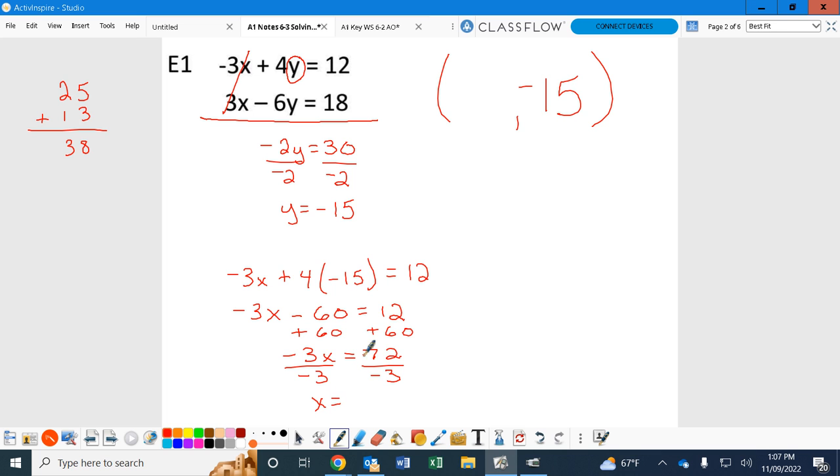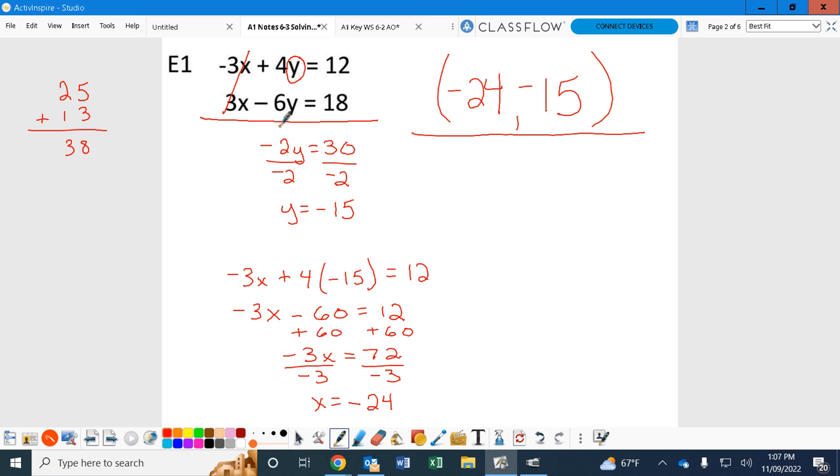First of all, guys, a positive divided by a negative is a negative. And what's 72 divided by 3? Negative 24. Perfect. So negative 24 would be the x part of your ordered pair. And that would be, guys, the solution to this system of equations. When it asks for the solution, this is the solution. This is the point that would make both of these true or equal to each other on either side. Does anybody have any questions so far?